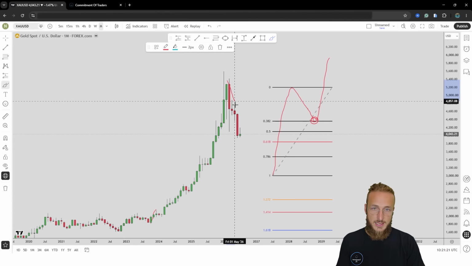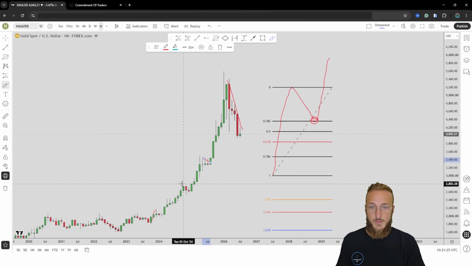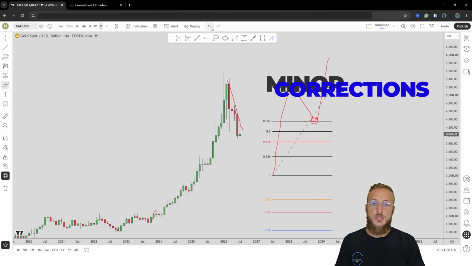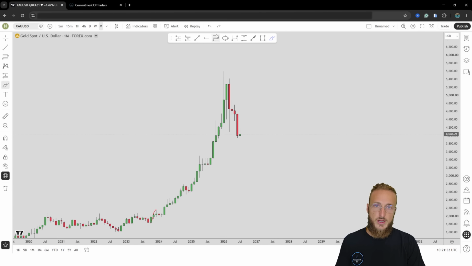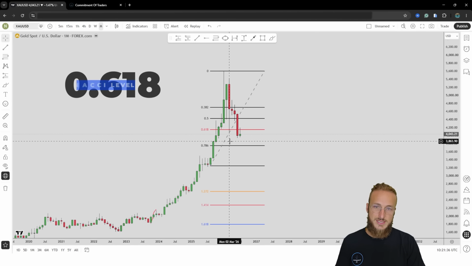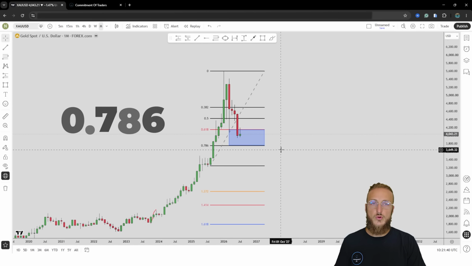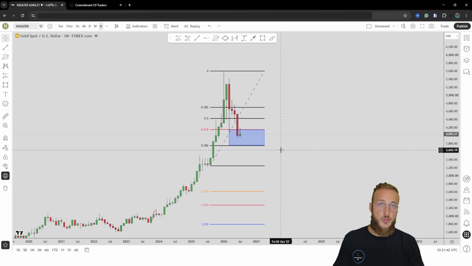In the case of this last correction, which of course is very different from what happened in these previous minor corrections, we have a much deeper one. In fact, the market retraced all the way down to the area in between the 0.618 and 0.786 retracement levels, which of course is the last possible retracement zone.